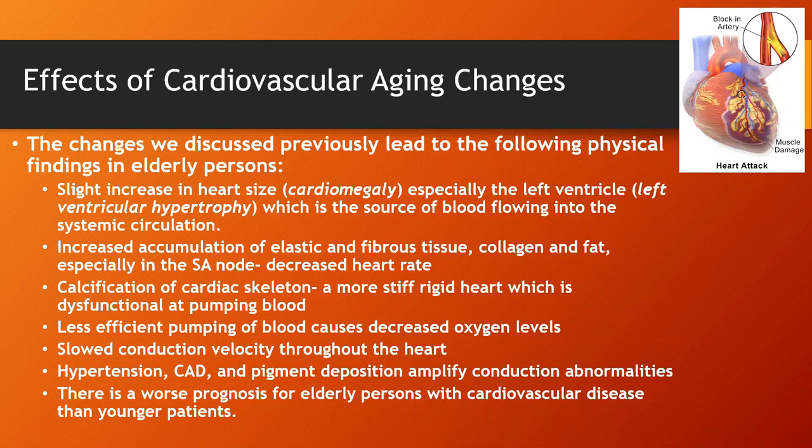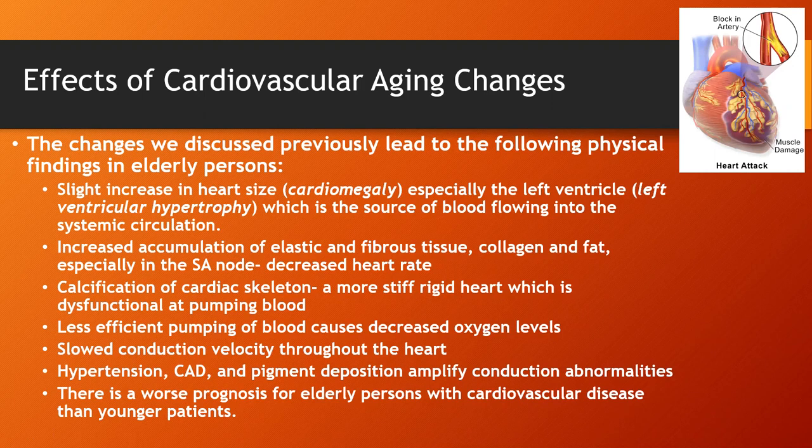There's an increase in the accumulation of elastic and fibrous tissue, as well as collagen and fat, especially around the SA nodal region. This, together with the loss of SA nodal cells, results in a decrease in the heart rate and heart rhythm. There's the calcification and the stiffening of the cardiac skeleton, which are really the fibroskeletal structures that frame out the heart and the chambers. And as that gets stiffer, it's harder for the heart to actually relax adequately and pump adequately, together with the decrease in the volume of the chamber. This results in a less efficient pump overall.